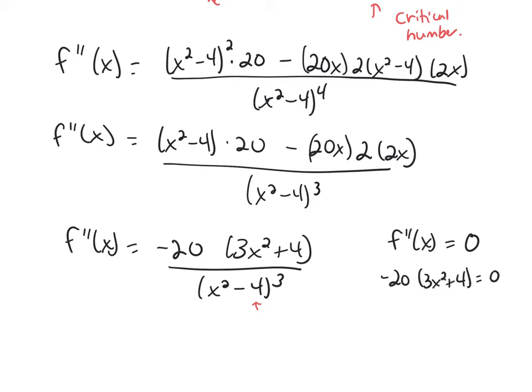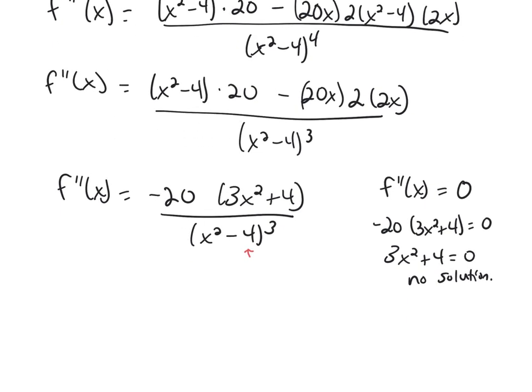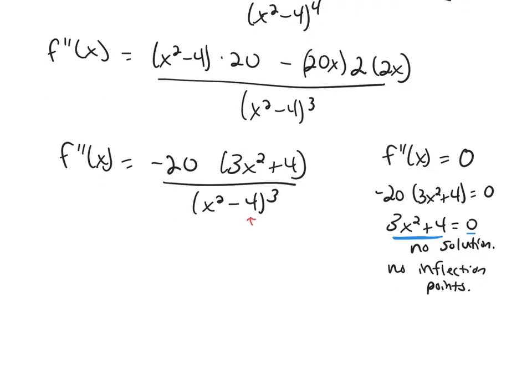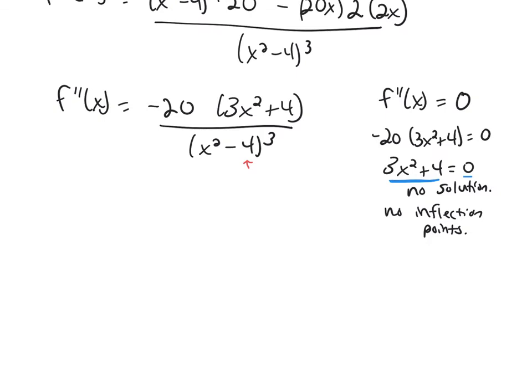So that's when the numerator is 0. This has no solution, because the smallest this left-hand side could be is 4. So there's no way it could equal 0. So I'm getting that there are no inflection points here. And so now I'm going to make my sign charts for my first derivative.